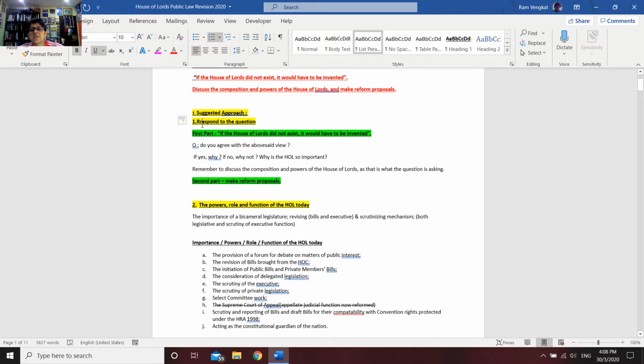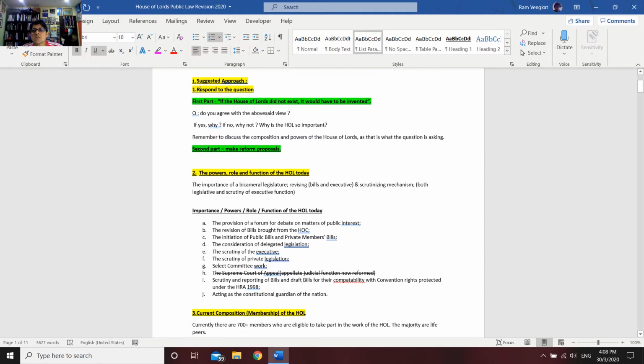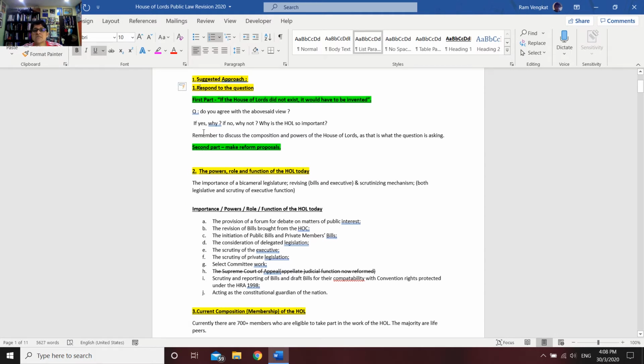So if you already know your reaction to the first part, and I've highlighted that in green, if the House of Lords did not exist, it would have to be invented. That is a view of someone. It is an opinion. I've put a question here. Do you agree with this view? If yes, why? If no, why not? Now, I would answer that I would agree.